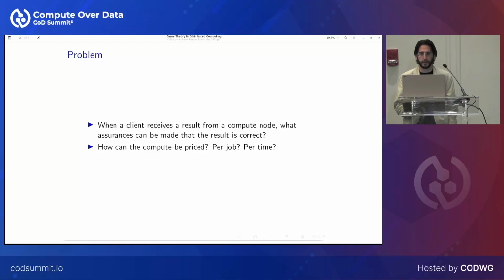The second question is, how do we actually price that compute? Can we do it per job, like we could think about it as a Docker container or a WASM image, or per time? How do you actually price these computations?